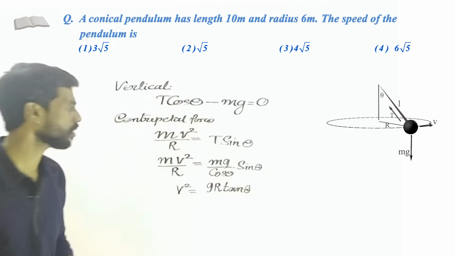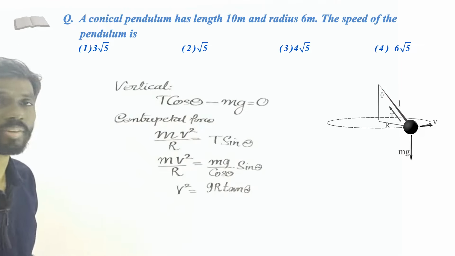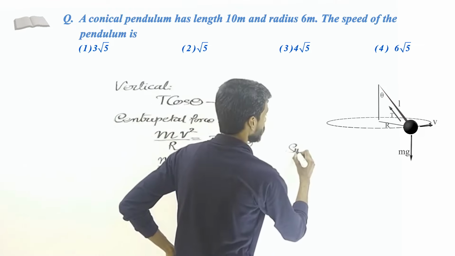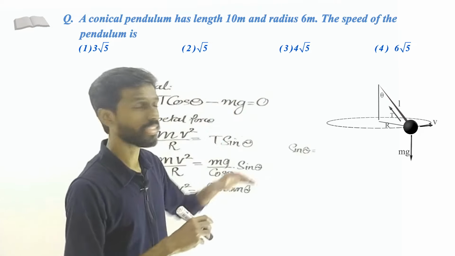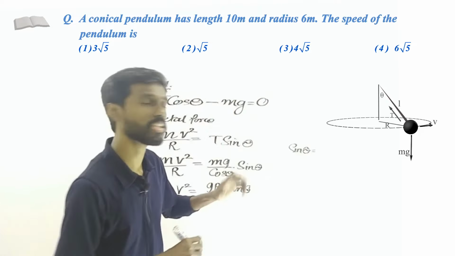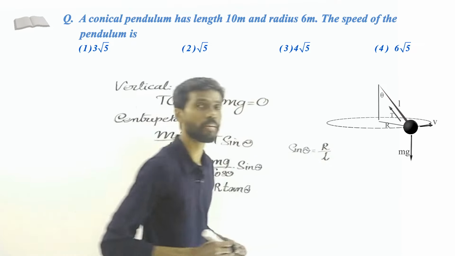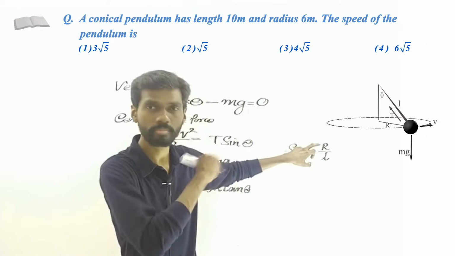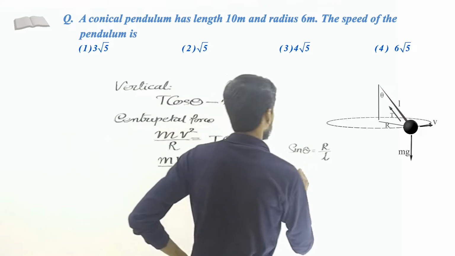But we don't know the value of tan theta, right? Theta is not known, but you can find tan theta. It is a right angle triangle, so we can find it. We know sin theta. In that right angle triangle, what is sin theta? That is the opposite side, which is the base, the radius, divided by the hypotenuse, which is the length of the string, so r by l.